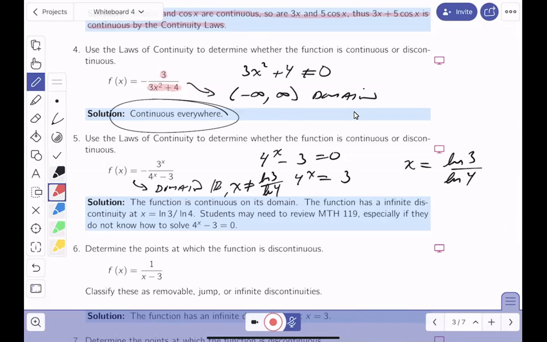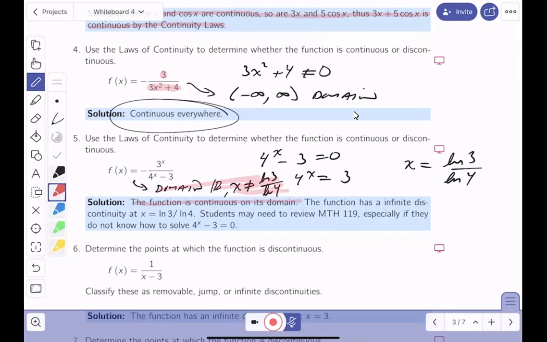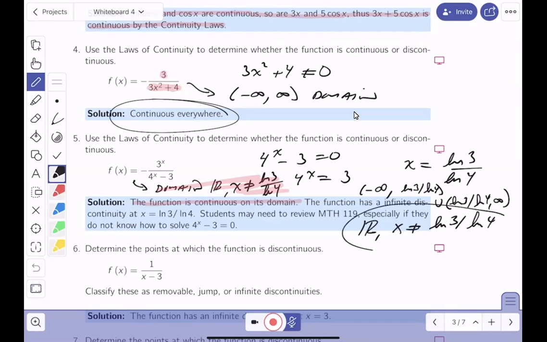All right, students of 119, especially if they do not know how to solve that equation. Yeah, continuous on its domain. Whoops, sorry about that. What's its domain? Its domain is this business over here. Let me write it down in interval notation for you, though. If I write that in interval notation, that's going to be minus infinity up to the natural log of 3 divided by the natural log of 4, union, starts up again, natural log of 3 over natural log of 4 off to infinity. That's the domain of it. I think it's easier just to write down all the real numbers. x cannot be natural log of 3 over the natural log of 4. That's where the function is continuous.